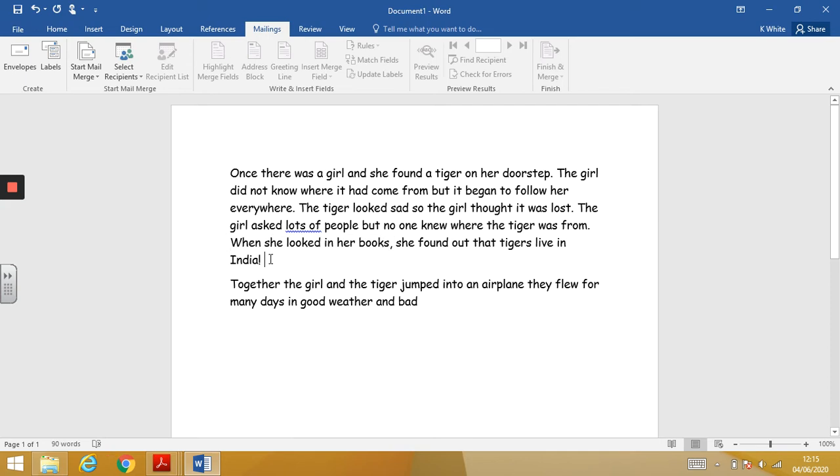Another thing that's important, I've used the capital letter for India because it is the name of a country. So my next sentence, now you can add a lot more detail. There's a bit more build up in the original story of the boy asking more and more characters. So if I wanted to add more detail here, I could have the girl going and asking maybe her mummy if she knew where the tiger was from.